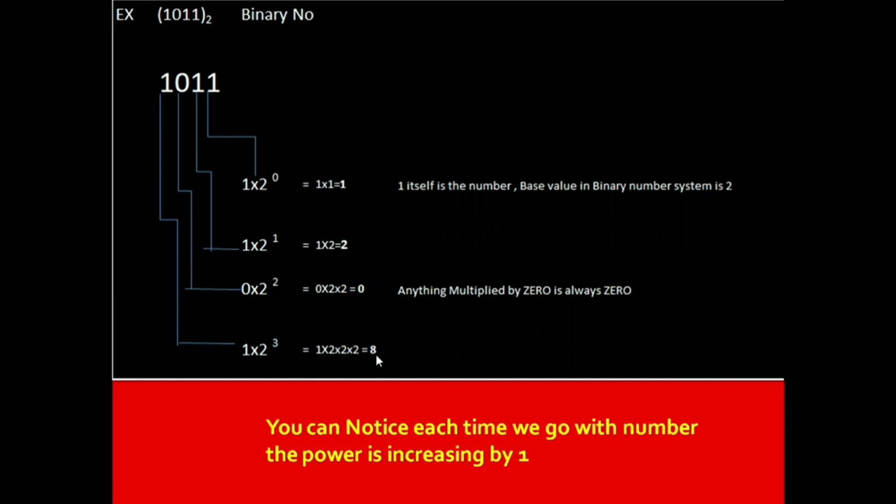So you can notice each time you go to the next number, the power is increasing by 1: 0, 1, 2, 3. If there was one more number here, then say 1 into 2 to the power 4. The digits 1, 1, 0, 1 will automatically fall from the original number. See, 1 is 1, 1 again is 1, 0 is 0, 1 is 1.